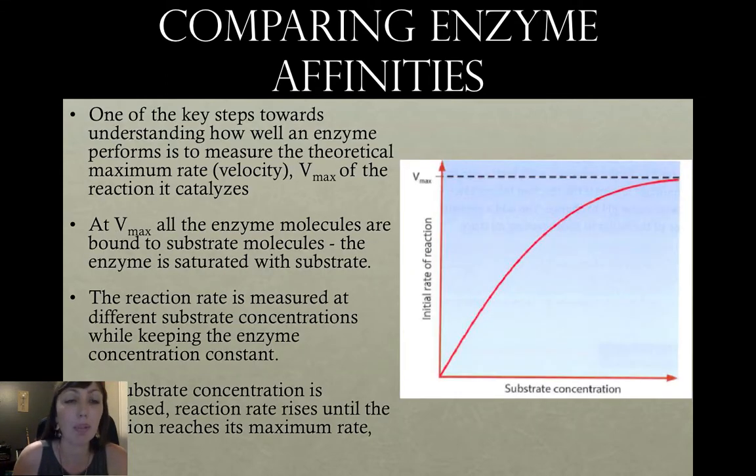So one of the key steps towards understanding how well an enzyme performs is to measure the theoretical maximum rate, the Vmax, of the reaction it catalyzes. At Vmax, all the enzyme molecules are bound to substrate molecules and the enzyme is saturated with substrate. The reaction rate is measured at different substrate concentrations while keeping the enzyme concentration constant. As substrate concentration is increased, reaction rate rises until the reaction reaches its maximum rate, or its Vmax.